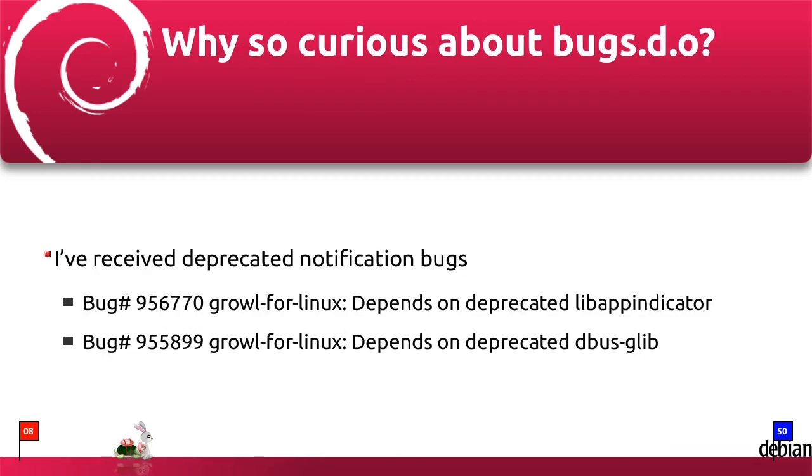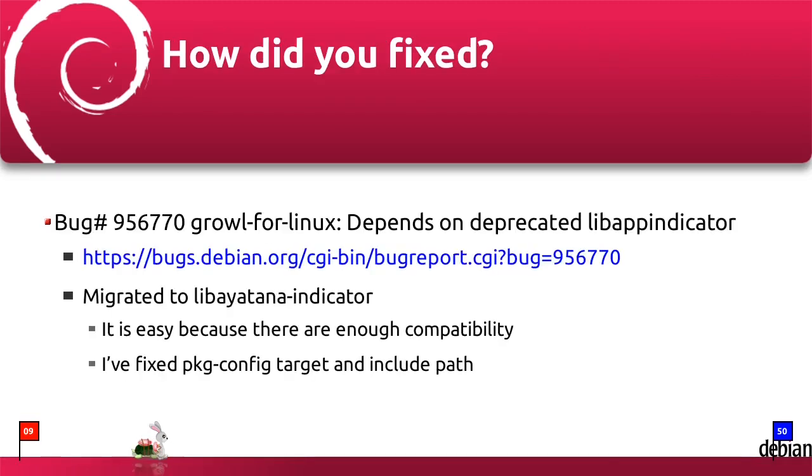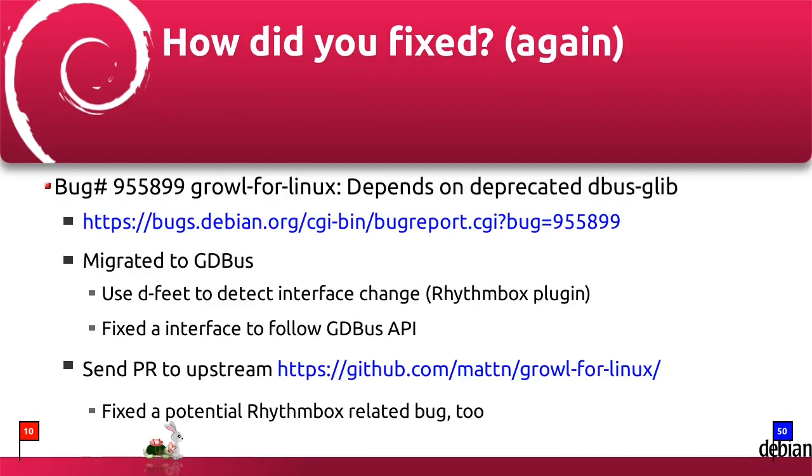One day, I received duplicated notification about Go for Next. Go for Next is a notification software. One is related to Rip App Indicator, and the other is related to DebConf. About Rip App Indicator, just migrated to Rip App Indicator. About DebConf, I need to change interfaces and migrate it into GDBus.